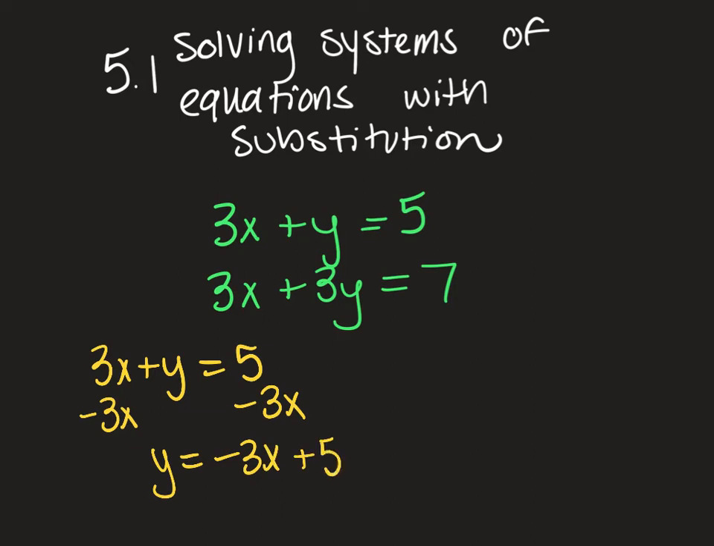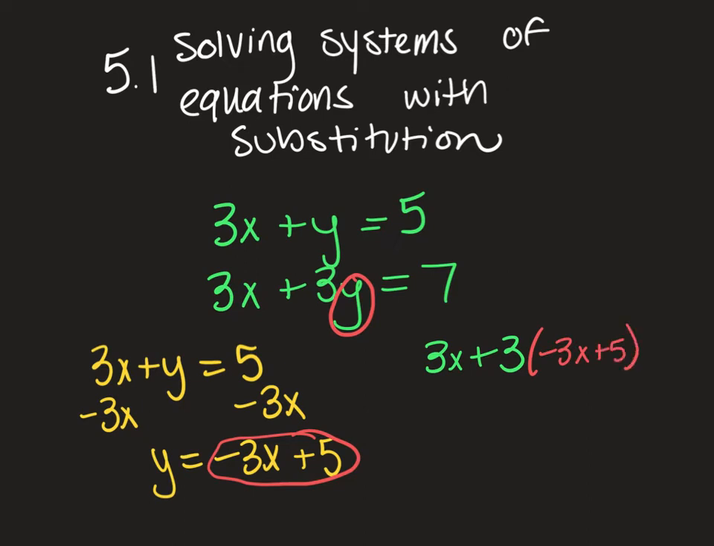Okay? So now that we know that y is equal to negative 3x plus 5, we're going to substitute that in for y in our second equation. So kind of like we did with the composition of functions, we're going to replace that y with this negative 3x plus 5. All right, so now we're going to take our second equation. So 3x plus 3. All right, and we're going to change the y to negative 3x plus 5. And then equals 7. Then we're going to solve for x and get a number.